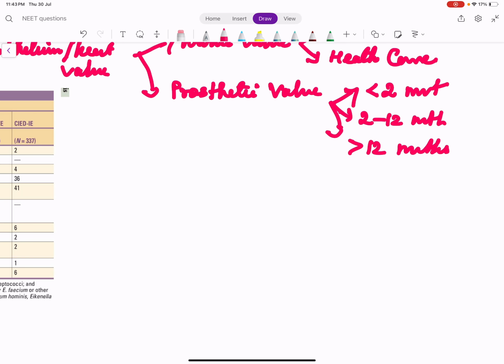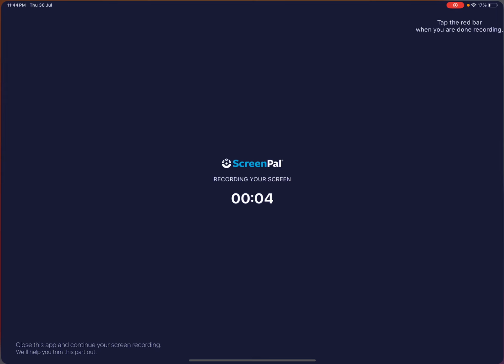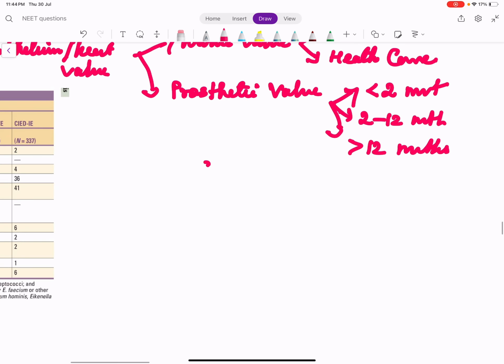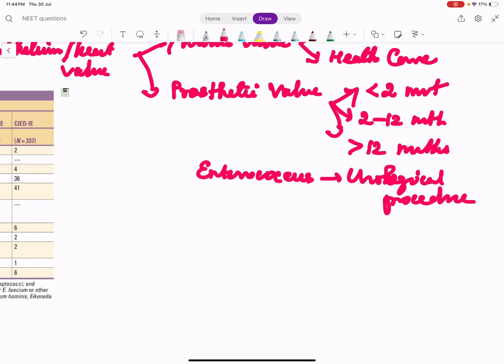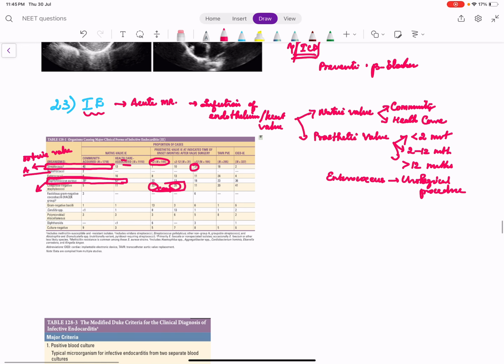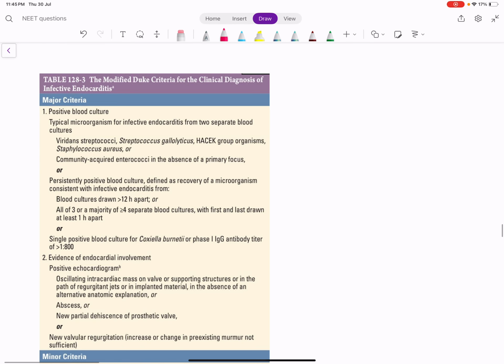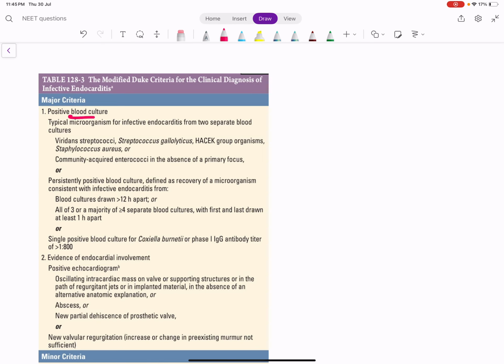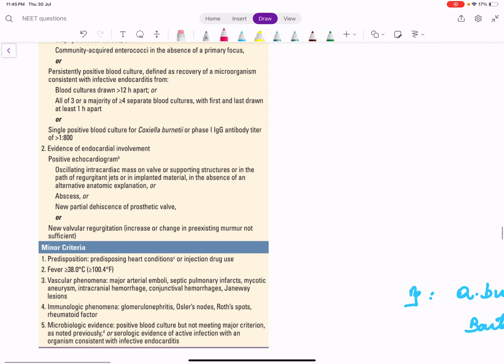And maybe this point you can remember. Enterococcus usually causes infective endocarditis in any person for whom a urological procedure is done. So this is usually an MCQ. Diagnosis is by Duke's criteria. So there is a positive blood culture with typical organisms. I think this is self-explanatory.